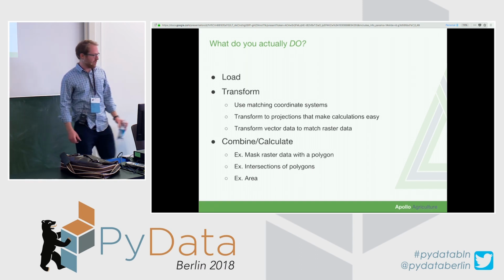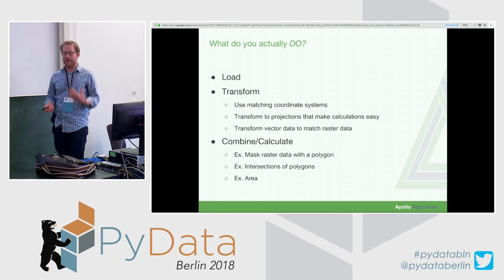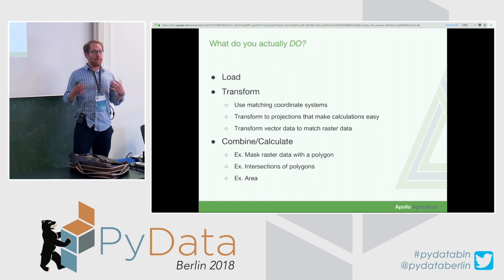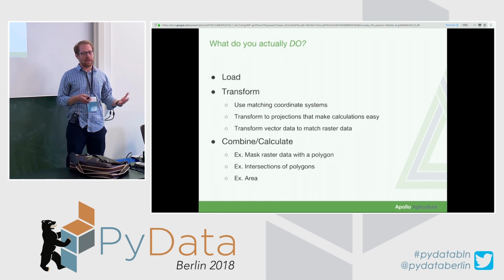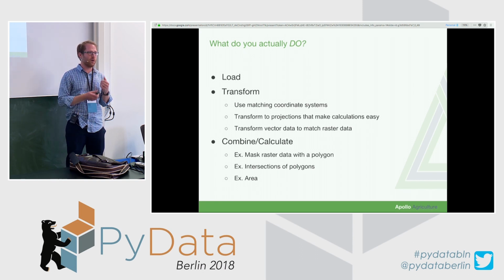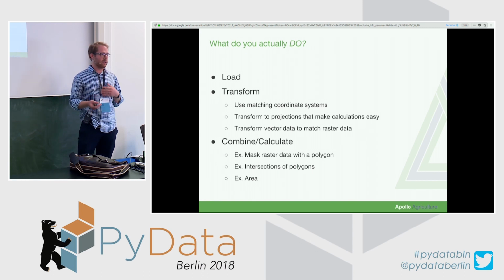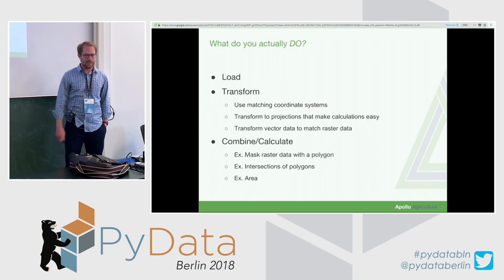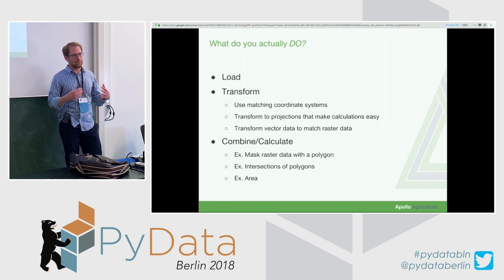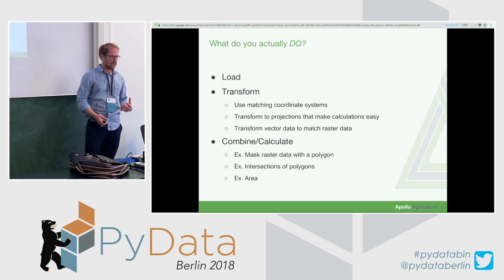And then once you've done your transformations, you're combining data sets and making some calculations. For example, if you have a polygon, you might use that polygon to mask the raster data and then make some calculations on that. We find ourselves doing intersections of polygons all the time. For example, you have a field and we want to know if this field is in our service territory, which we define via some polygons, or what government ward or state it's in. You calculate areas of things. The sky's the limit once you're in this calculation phase. But this load, transform, and then combine and calculate is the general process that you go through.